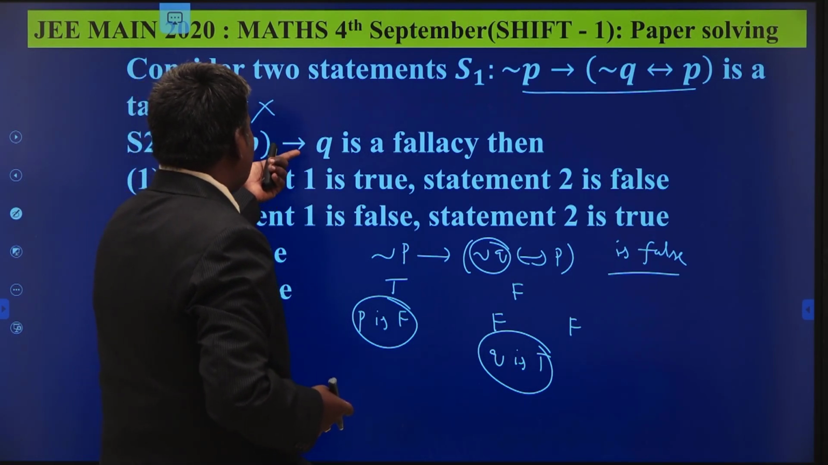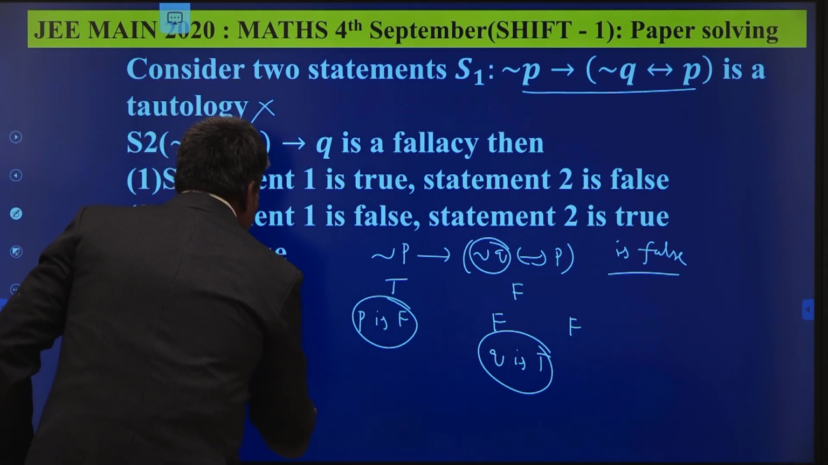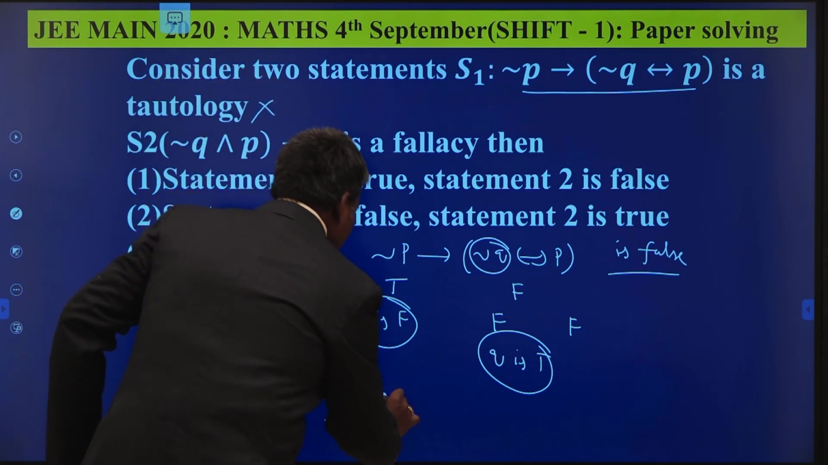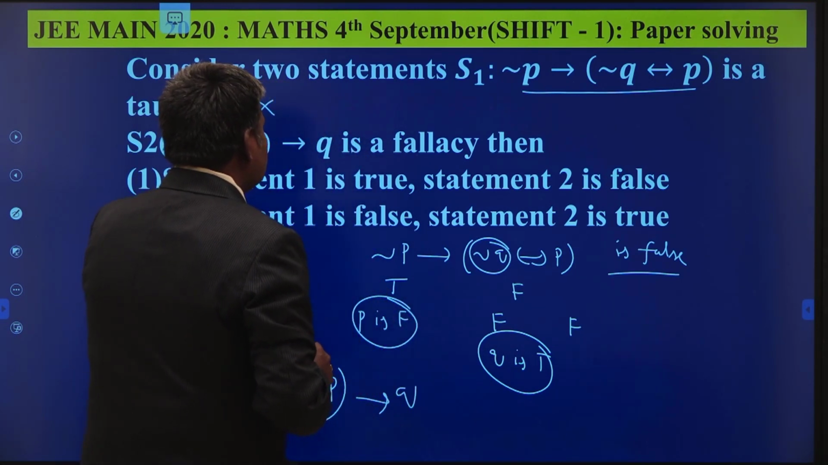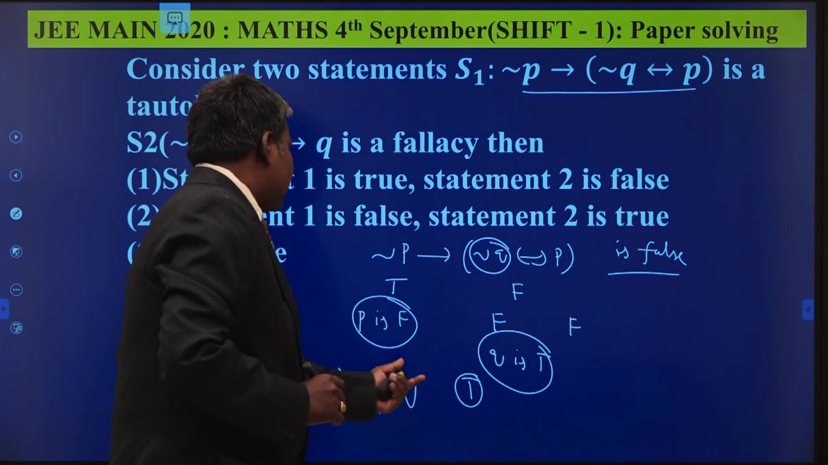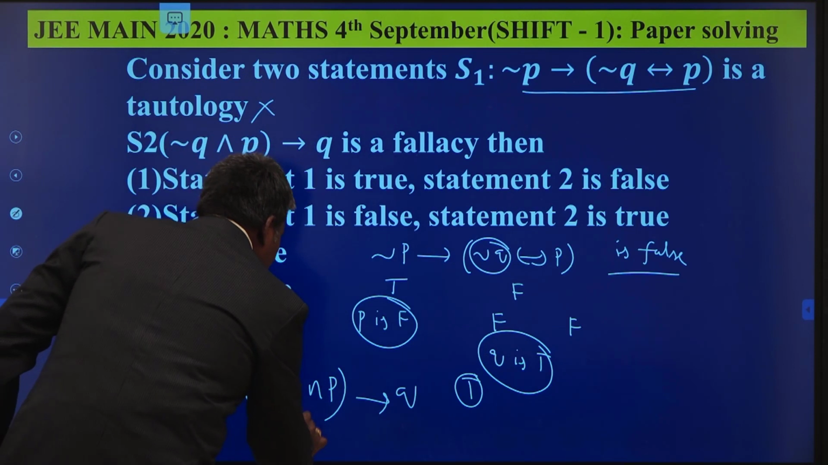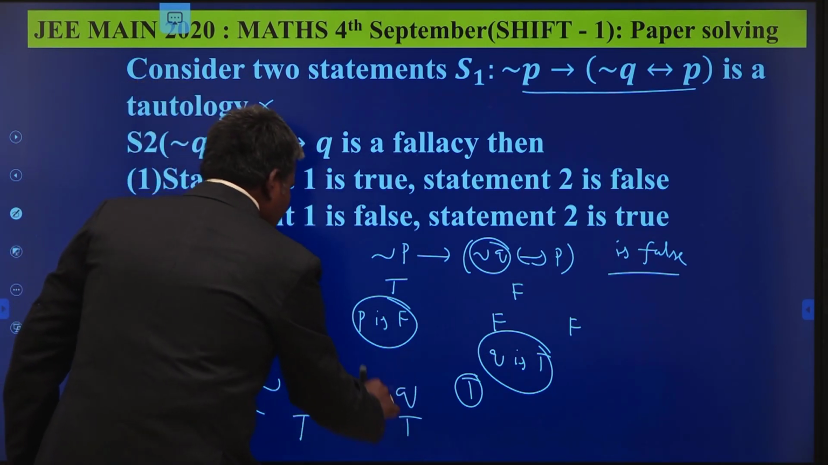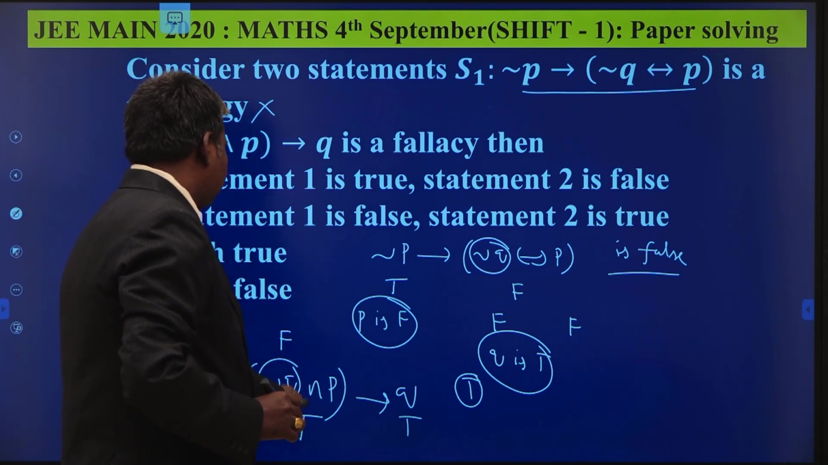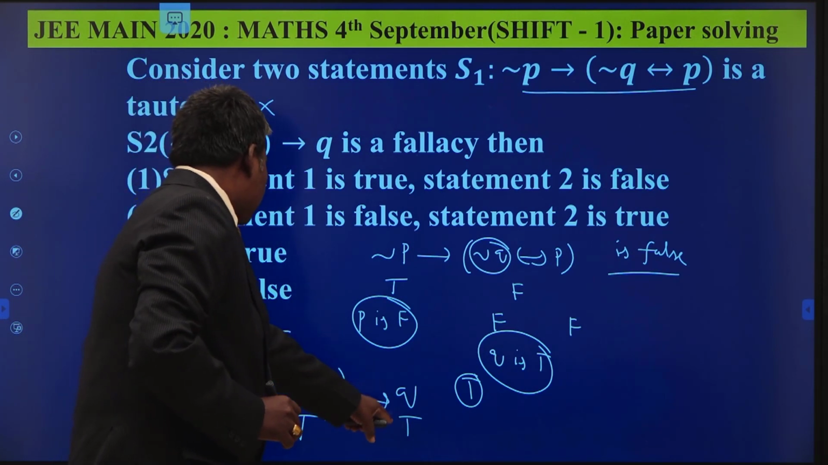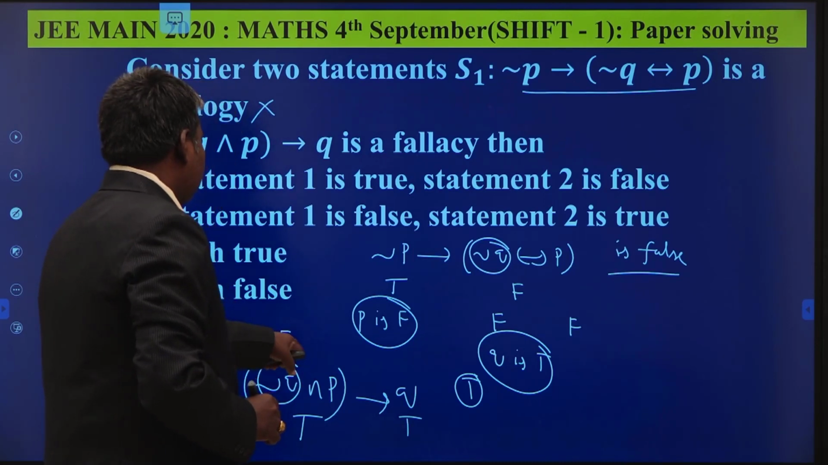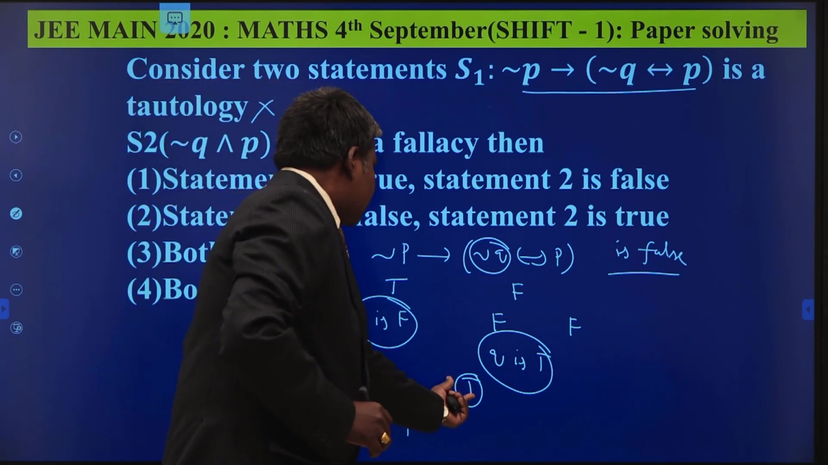Suppose we have to take it as true. Negation of Q and P implies Q is true, say. When it becomes true, truth implies truth is truth. Suppose this is true, this is also true. When Q is true, negation of Q becomes what? False. So Q is true, negation of Q is false. This is true implies this, which is never true. That is why truth is not possible here.